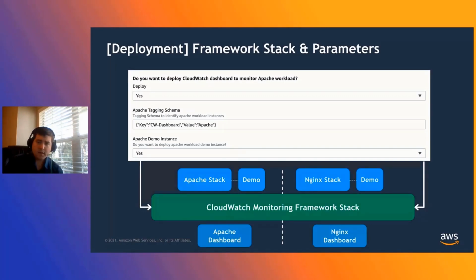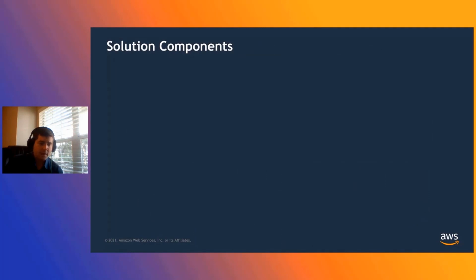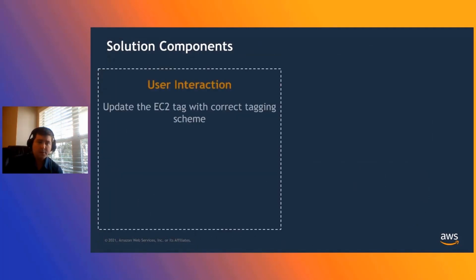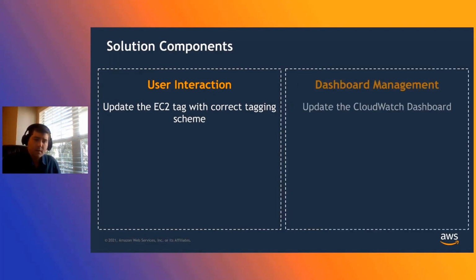But let's take a look at the different components of the solution at a high level. All right, so we have user interaction, and this works when we update the EC2 tag with the correct tagging scheme. In this case, it's CloudWatch dashboard and then Apache. And then of course, we have the dashboard management, which is for updating the Amazon CloudWatch dashboard.